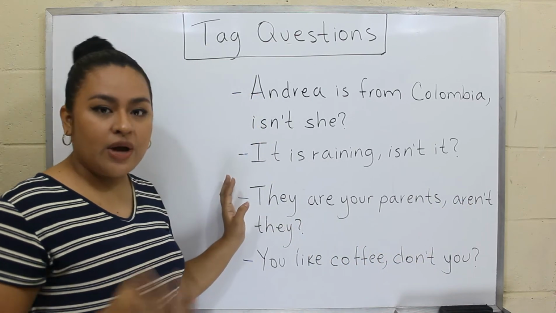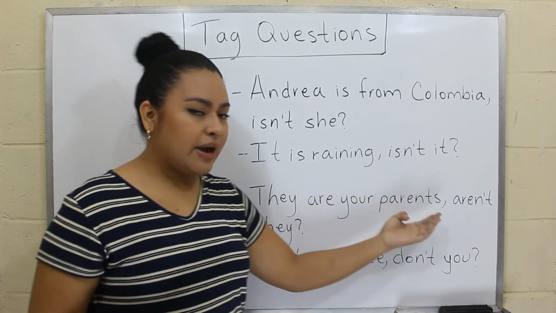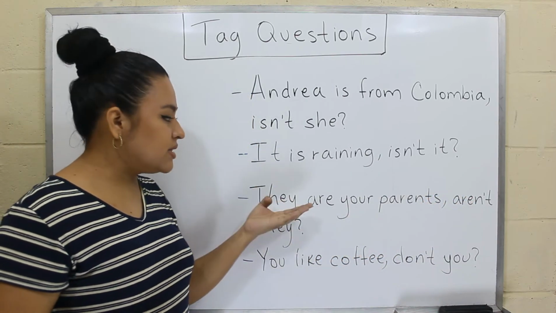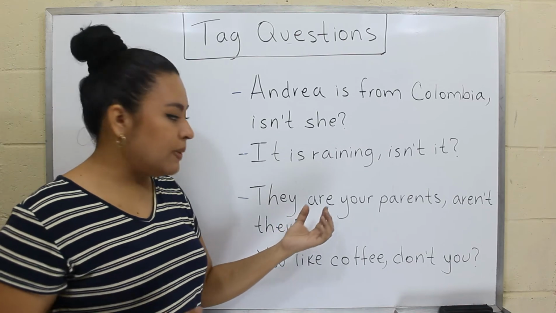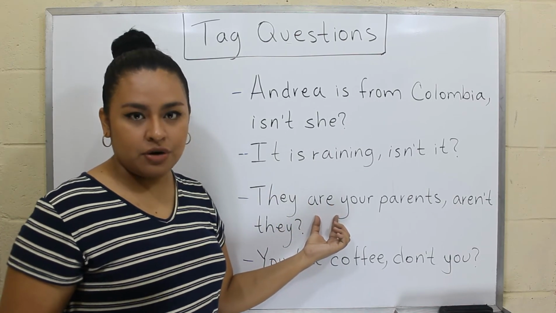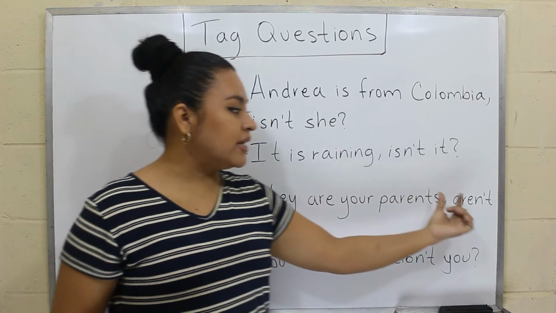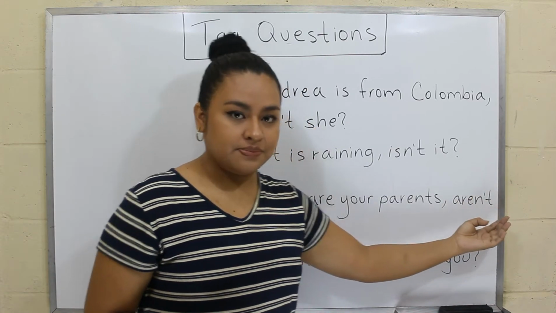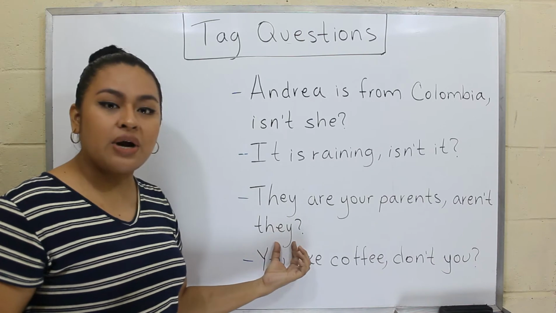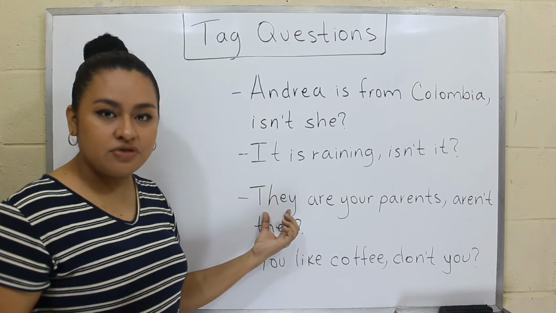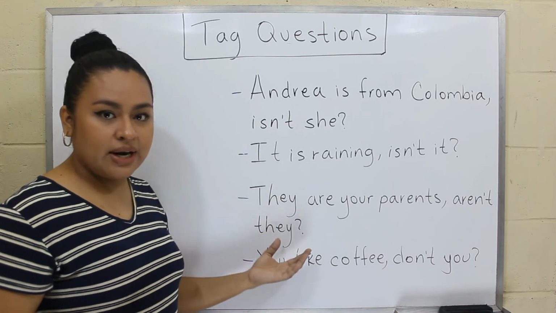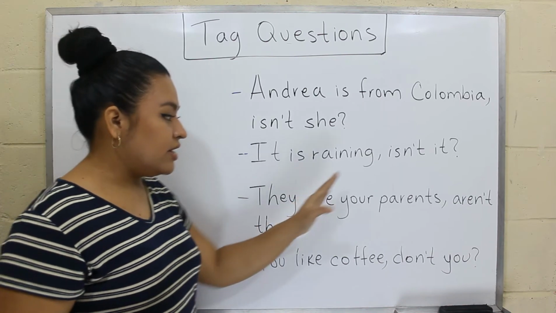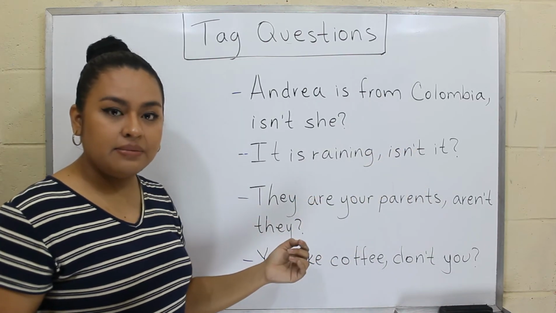In here we have the statement, they are your parents, and the tag, aren't they? In the statement we have the verb be in the positive form, so we are going to repeat it in the negative form. We get aren't, and we use a pronoun equivalent to the subject, that is the same, right? They. So the result is, they are your parents, aren't they?